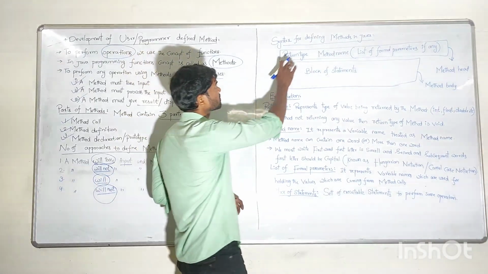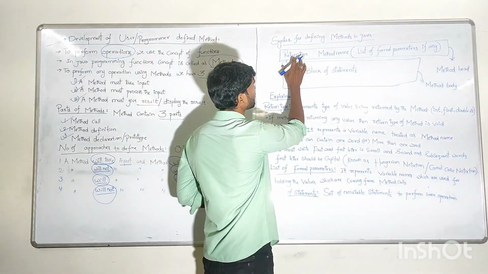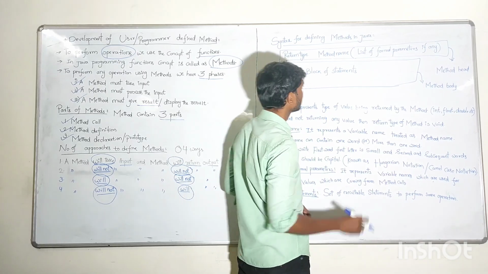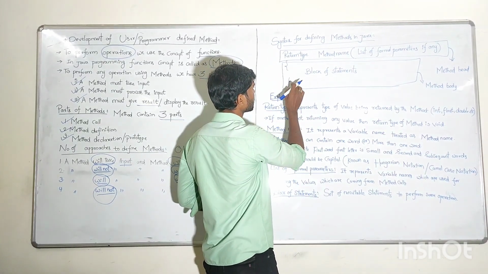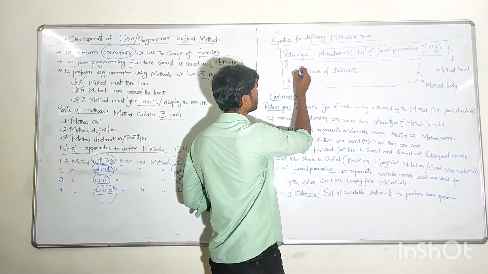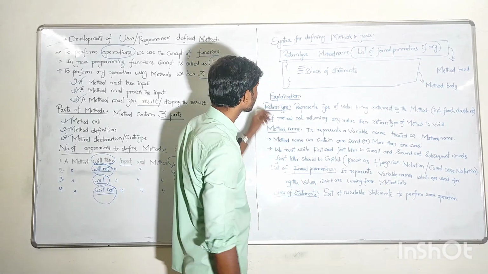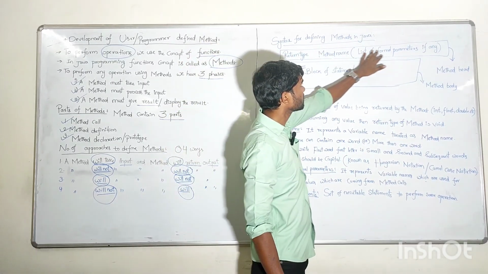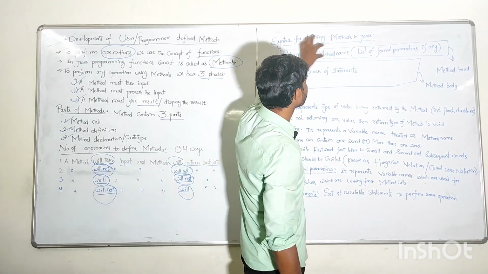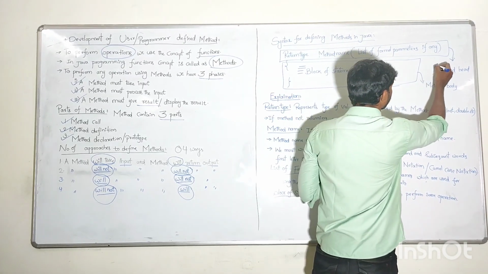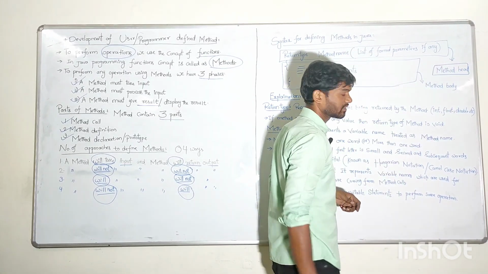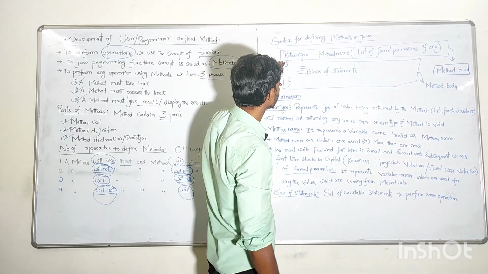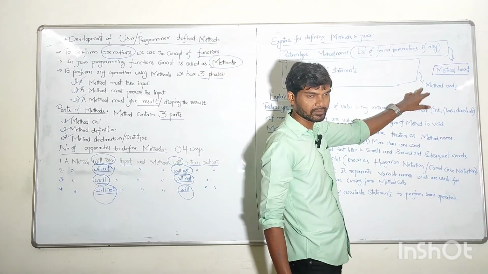And what is the syntax to define the methods? Return type, method name, some list of parameters if any, and an open brace, closing brace, and in between them, some block of statements. So return type, method name, list of parameters: this statement is called the method heading. And within the open brace and closing brace, the block of statements represents the method body.